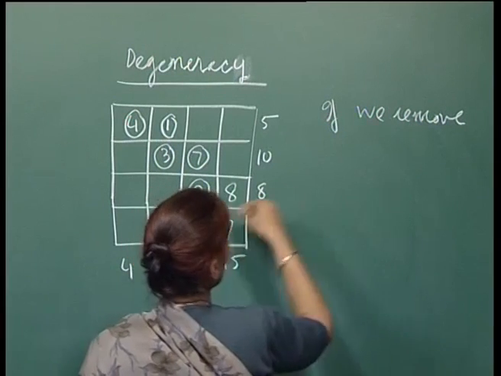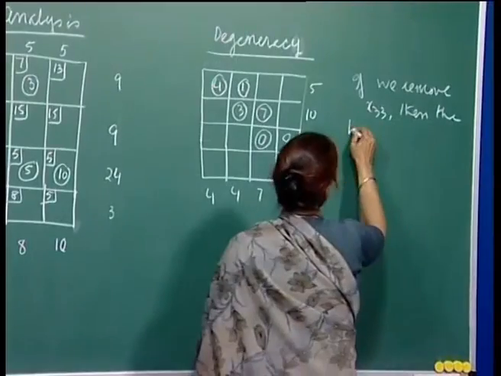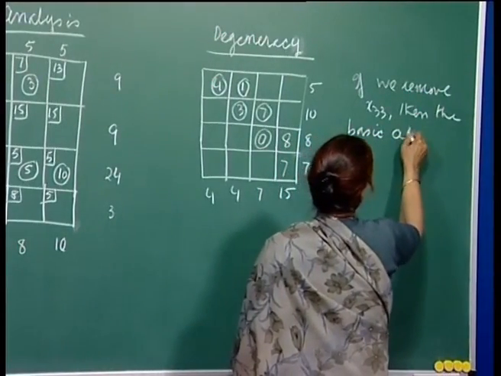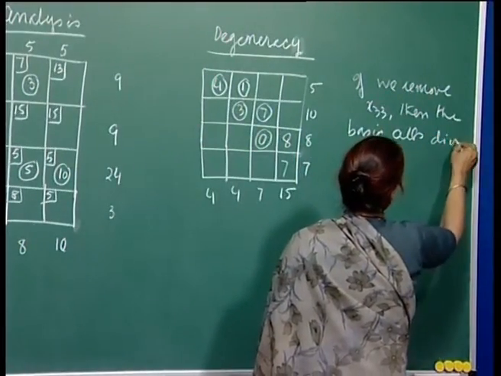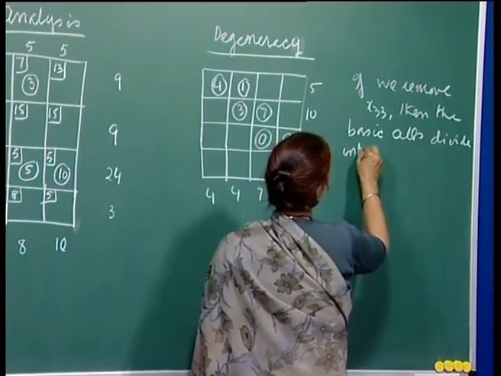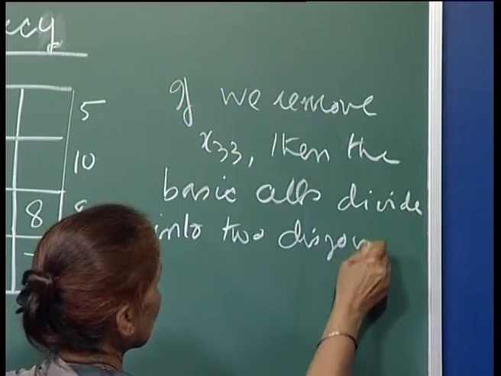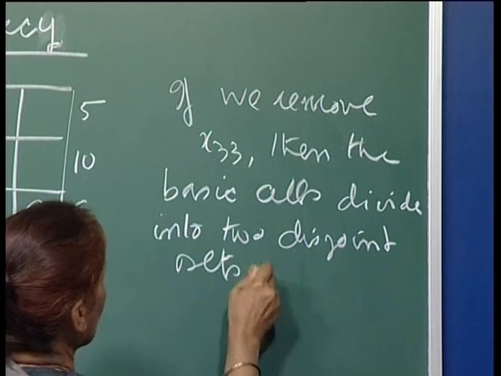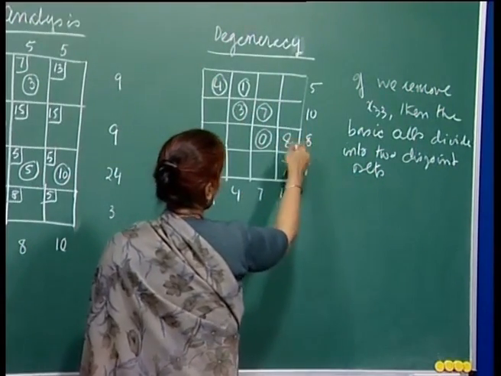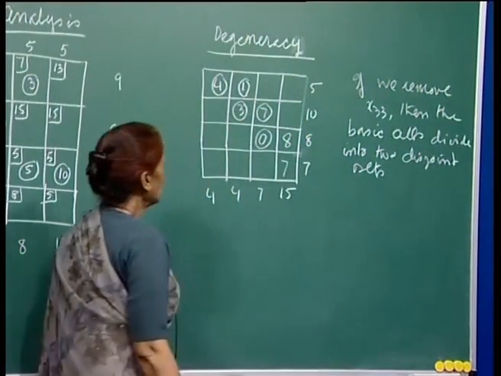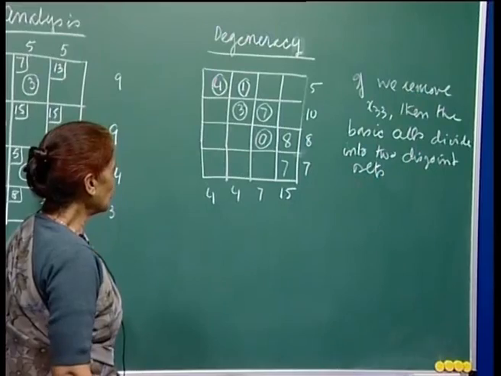this cell 33, if we remove x33, then the basic cells divide into two disjoint sets. The first set would contain 1 1, 1 2, 2 2 and 2 3, and the other set will contain the cells 3 4 and 4 4. So the thing breaks into two disjoint sets.